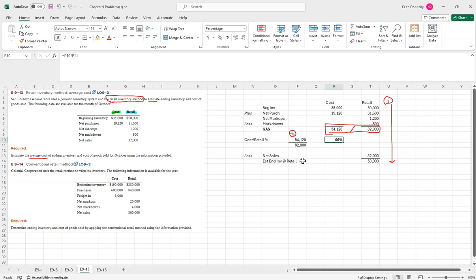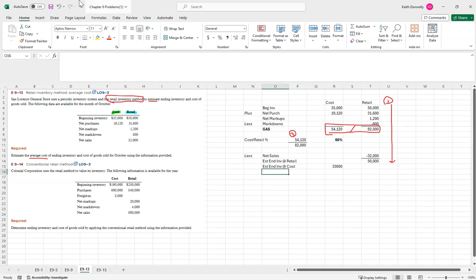Now, what we do is figure out the estimated ending inventory at cost. Essentially, we're going to phone a friend. You can see it in the answer key, but we're going to take the $50,000 retail times the 66%. We're looking at 33,000. So it's just a little formula there.